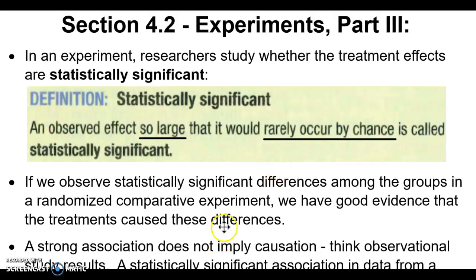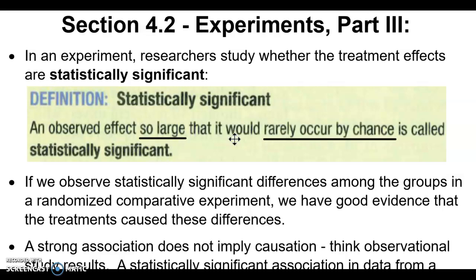All right. So we talk about statistically significant. It's an observed effect so large that it would rarely occur by chance. We are going to give a number to this later. When I mean later, I'm talking about like January or February. But for right now, when something happens and it's so odd, it's very unlikely that it would just happen by random chance. It probably means that something else is occurring.